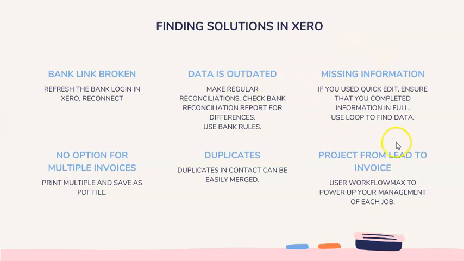Sometimes you can also have a problem with missing information if you use a quick edit, and so you need to ensure that you complete all information in full or use a loop to find the data. For the option for multiple invoices, I suggest to print multiple invoices and save them as PDF. Also, sometimes you have duplicates in contacts, and I'll show you in a minute how they can be merged.